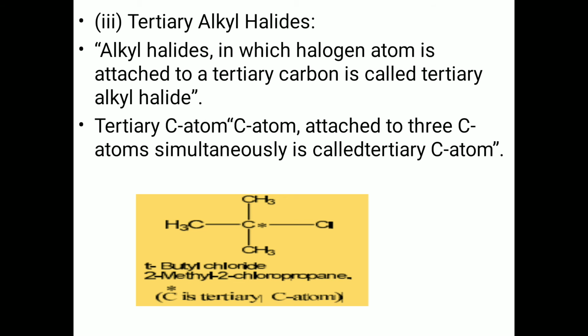Tertiary alkyl halides. Alkyl halides in which the halogen atom is attached to a tertiary carbon are called tertiary alkyl halides. A tertiary carbon is a carbon attached to three carbon atoms simultaneously. This is a tertiary carbon atom because at a time it is connected with 1, 2, and 3 carbon atoms. That's why it is called a tertiary alkyl halide, and its name is tertiary butyl chloride.